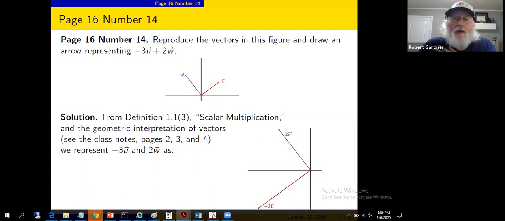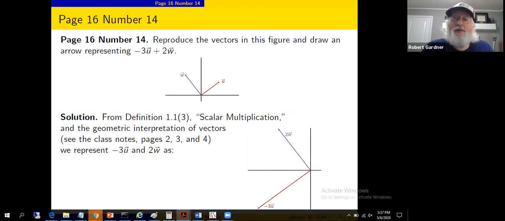Okay. Well, what's 2w going to look like? That'd be a vector in the same direction as w, but twice as long. How about -3u? The negative would reverse the direction, have it point in the opposite direction, and then the 3 would triple the length. So I claim 2w looks something like this. Here's u, -3u, opposite direction, 3 times as long, should look something like that. Eyeballing it.